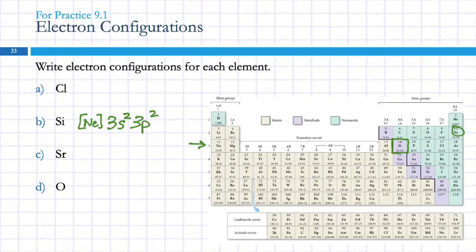Strontium, Sr. Okay, that's down here. What's the previous noble gas? Krypton. So, krypton, and then this is what comes after krypton. This is row 5, and we've just got 2 here in the S block. So that's 5s2.